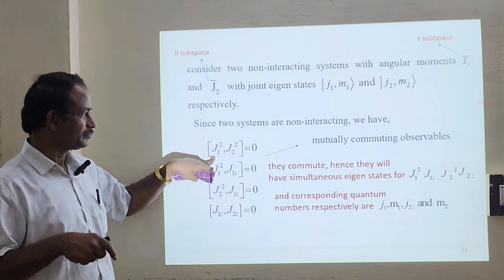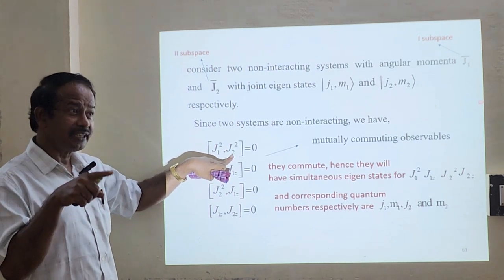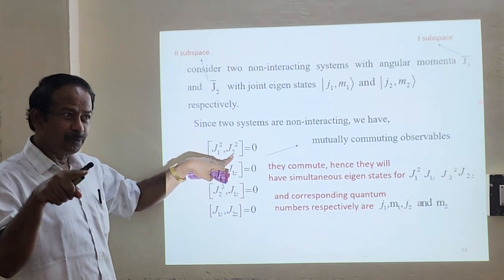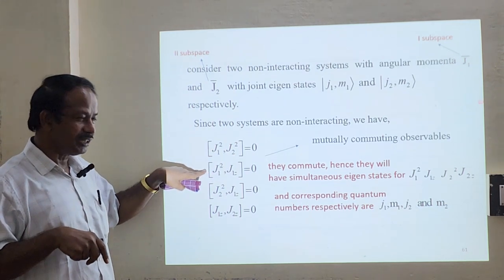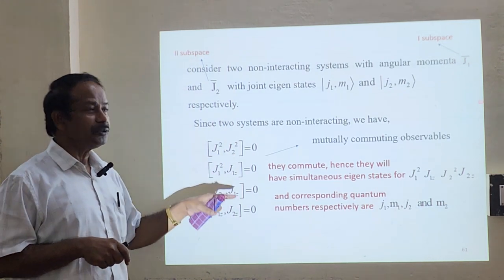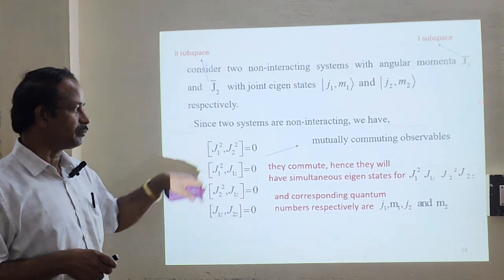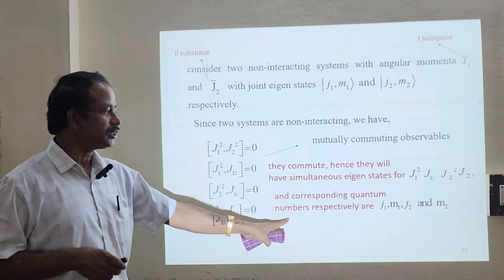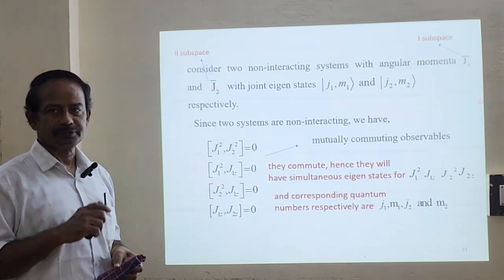Generally, here we are talking about J1 and J2. So the joint eigenstate will be |J1, M1> and |J2, M2>. So they will have two basis states. Similarly for this, they commute, hence they will have simultaneous eigenstates. Corresponding quantum numbers will be J1, M1, J2 and M2.